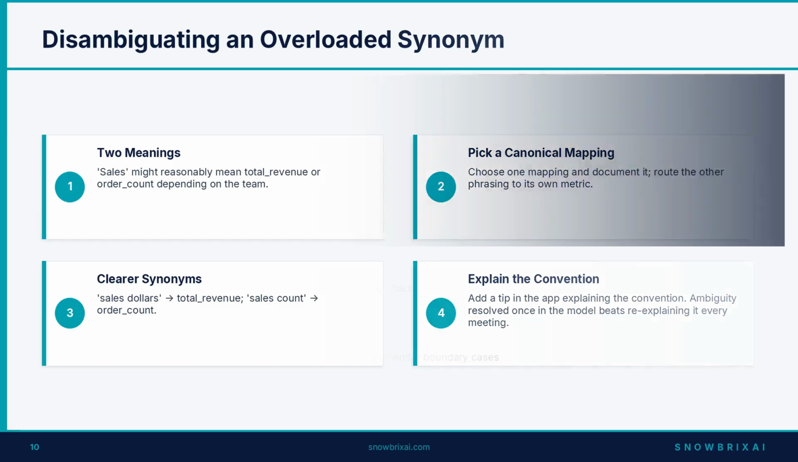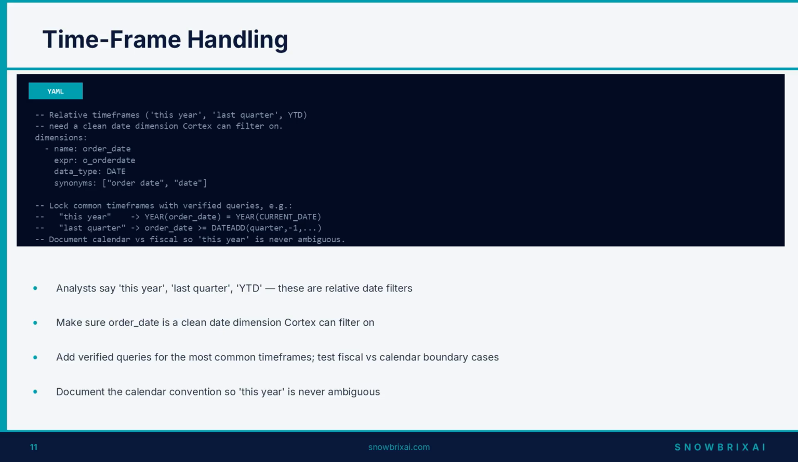Now time. Analysts say this year, last quarter, year to date, those are all relative date filters. So make sure order date is a clean date dimension Cortex can filter on, with synonyms like order date and date. Then log the common time frames with verified queries. This year maps to the year of the order date matching the current year. Last quarter maps to the calendar quarter before this one. Test the boundary cases, fiscal year versus calendar year if your org uses fiscal, and document the calendar convention. So this year is never ambiguous.